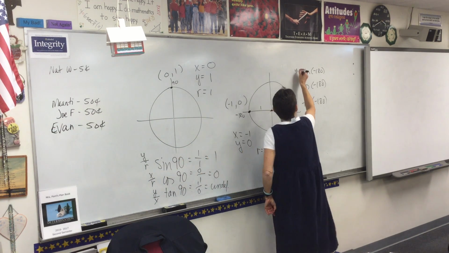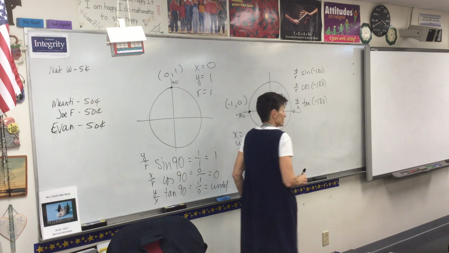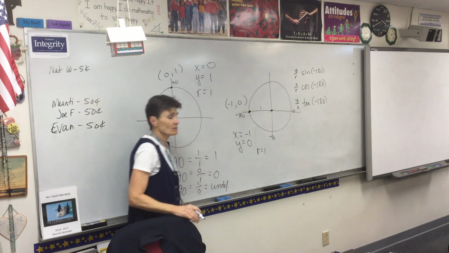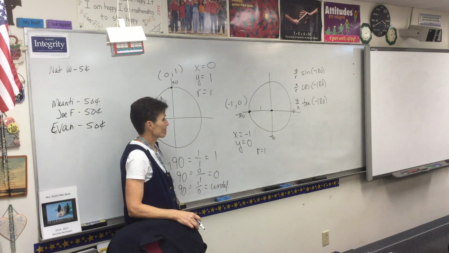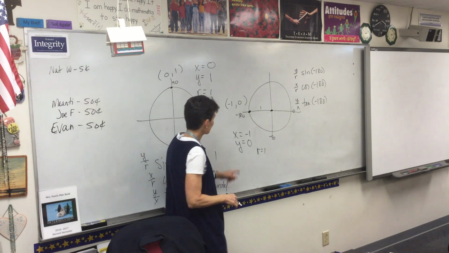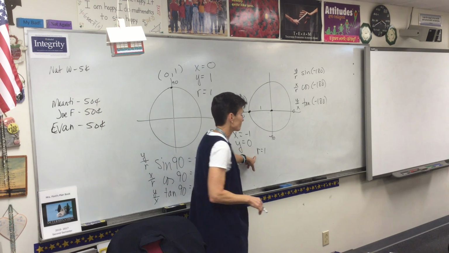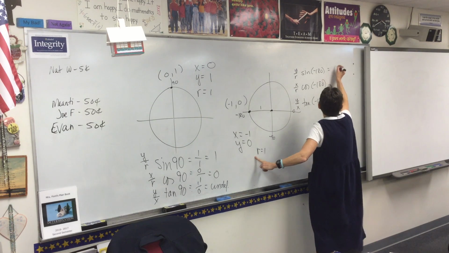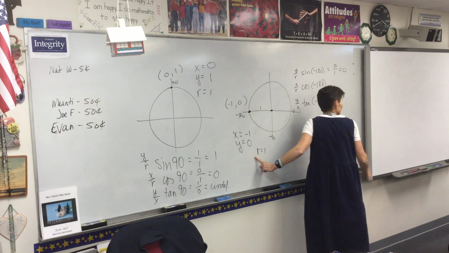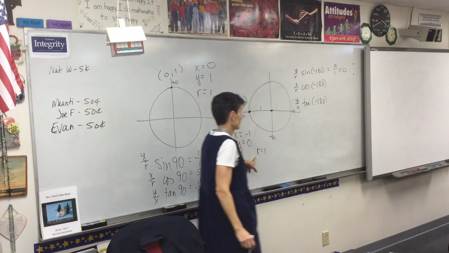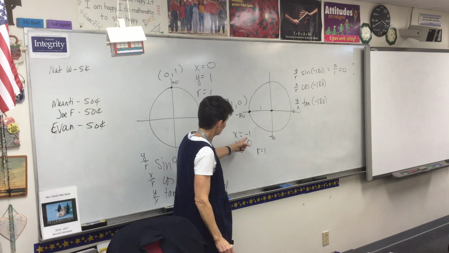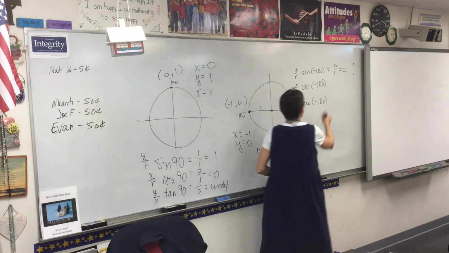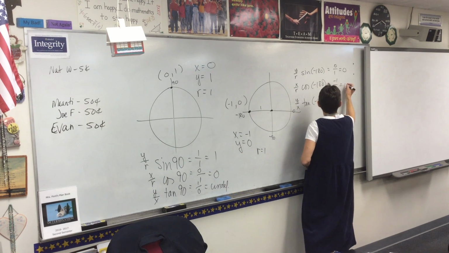Sine is y over r, cosine is x over r, tangent's y over x. Mrs. Ford, how do you know that? I memorized it. So, what's my sine? 0 over 1. What's my cosine? Negative 1 over 1, which is negative 1, you're right.